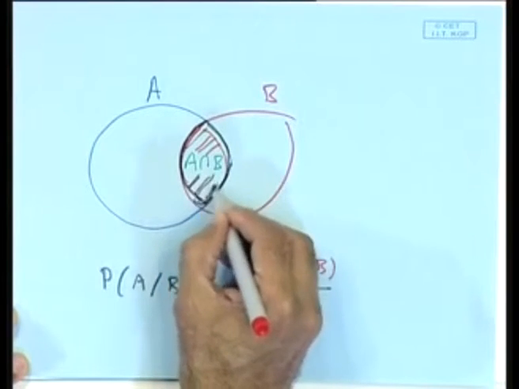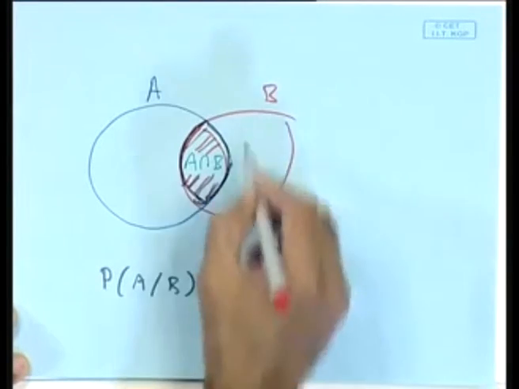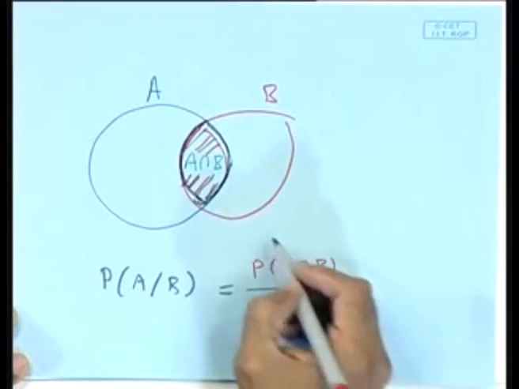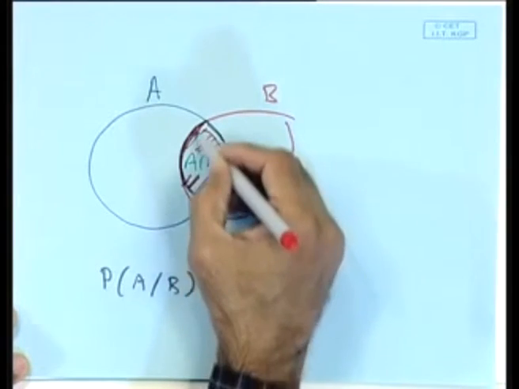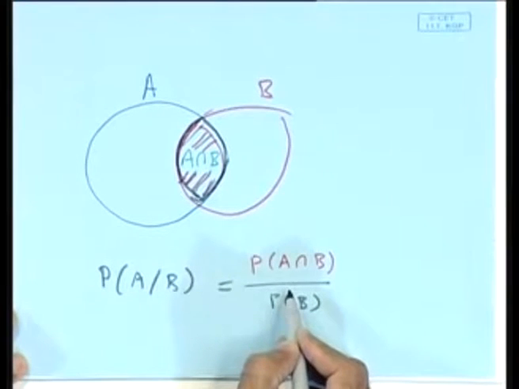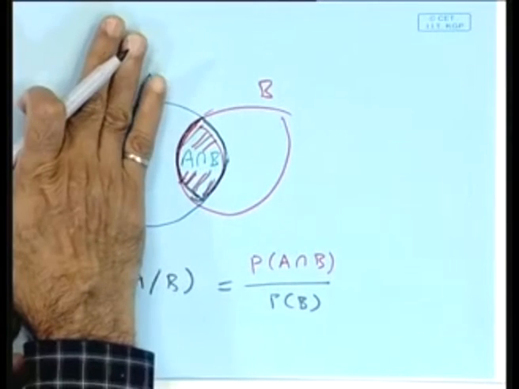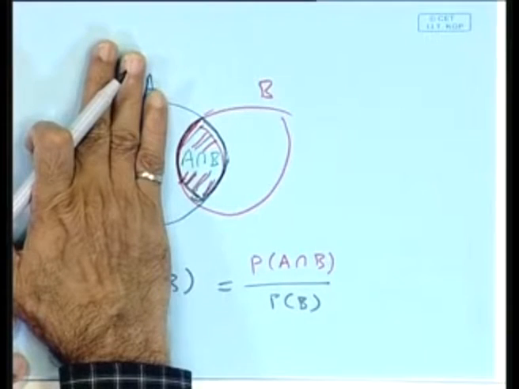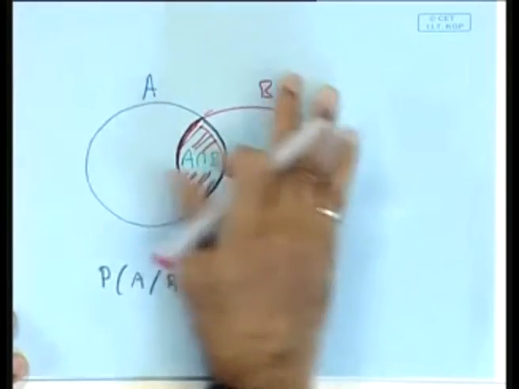This is the part that is A intersection B, divided by this whole probability. So it's now a ratio of this little thing here divided by this whole thing there. That is going to be my conditional probability. I'm not interested in this part because there B is not occurring. I'm interested in only those parts where B is occurring.